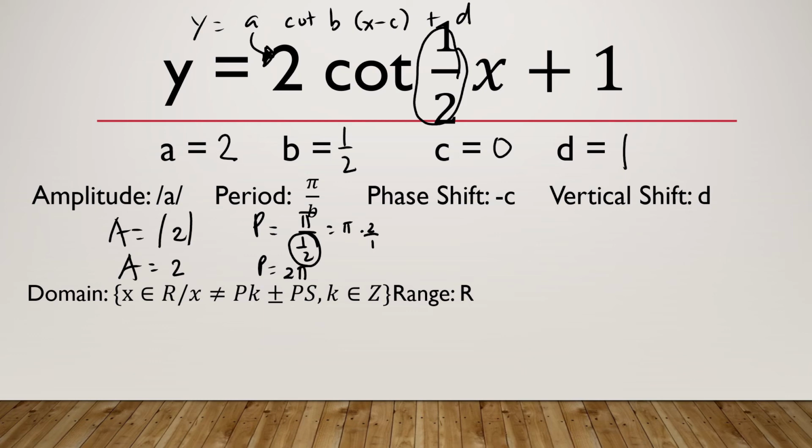For phase shift, since it is 0, therefore that is none. For vertical shift, that is 1. So it implies that there is movement of the graph 1 unit upward.